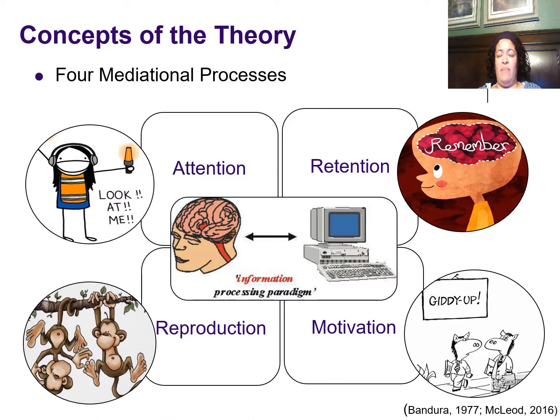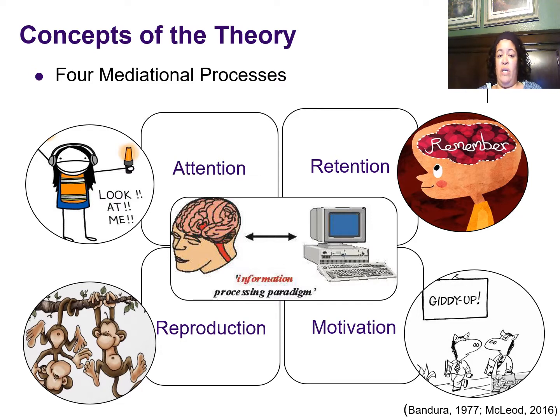The second idea that Bandura came up with was that mediational processes occur between the stimuli and the response. So both cognition and motivation are needed for learning to occur. Because humans are active information processors, there are 4 processes that have to occur for learning to take place. The first one was attention. The individual needed to pay attention to the model's behavior.